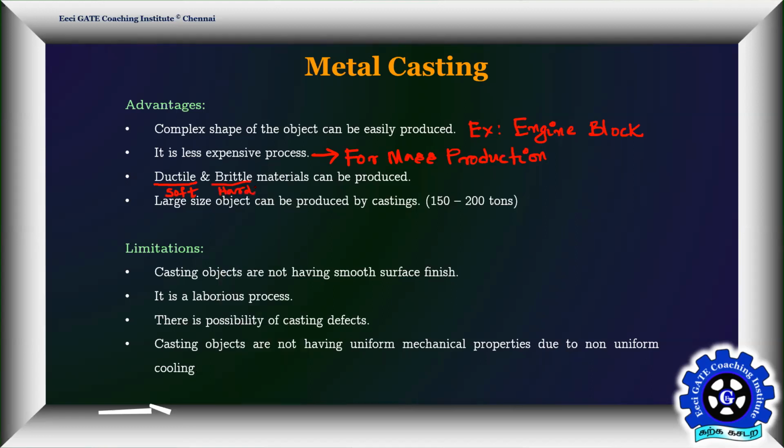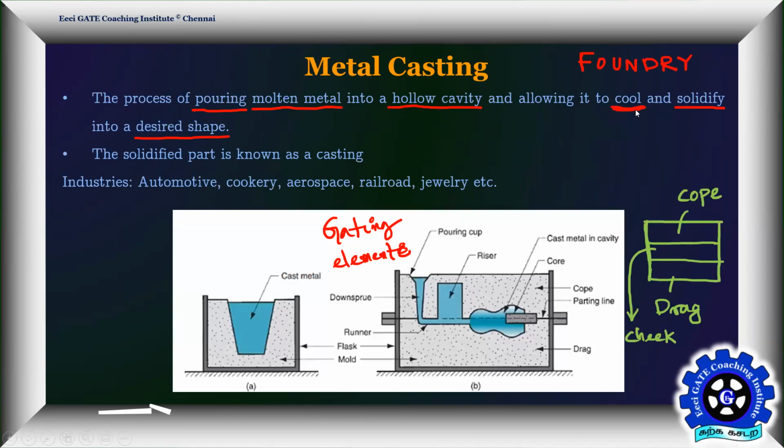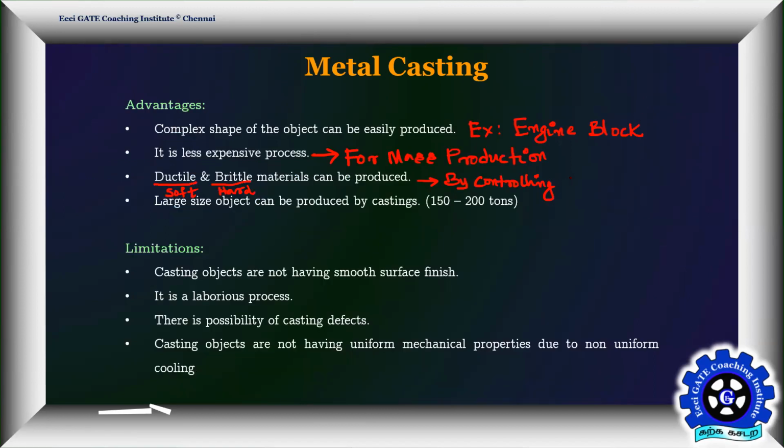Brittle is a hard material. You can produce a soft material, you can produce a hard material, right? These ductile and hardened materials can be produced by metal casting, but by controlling the cooling. By controlling solidification only, we can get both ductile and brittle structures. I'll tell you what happens if you do fast cooling and slow cooling, what happens to the grain size, what nucleation is. All these things I'll be discussing, don't worry.